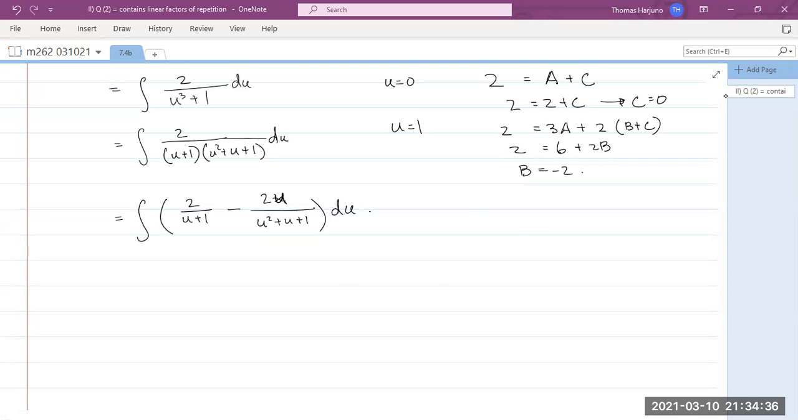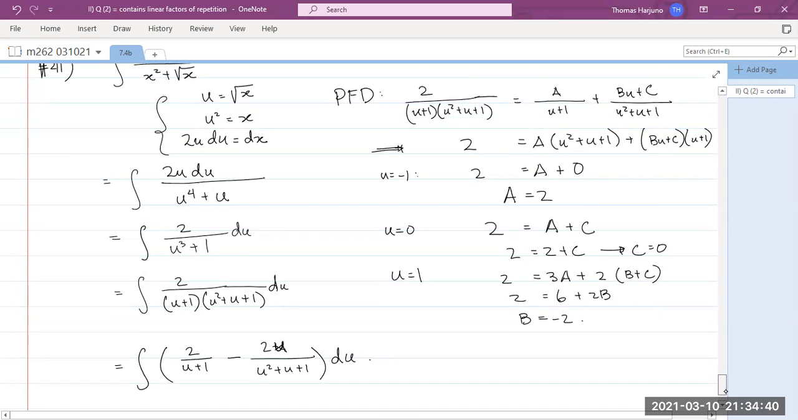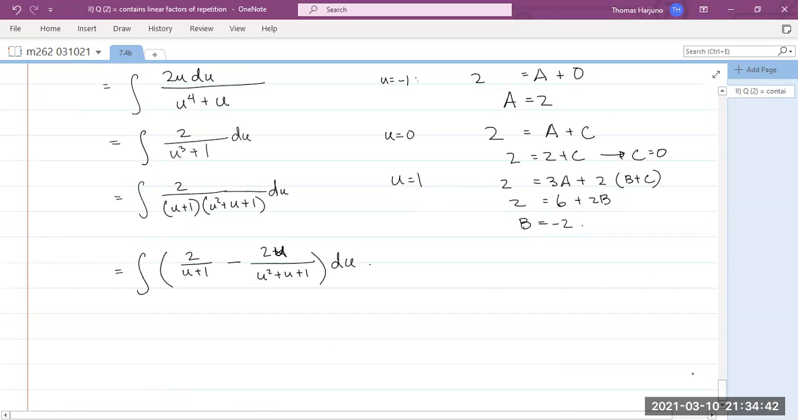So I get my A, that's 2, my B is -2, my C is 0, so that's what it looks like. Okay, so the one here, that's 2 natural log of u plus 1 minus. Then you try to integrate this, right? Integral of 2u over u squared plus u plus 1 du. But let me teach you something first.